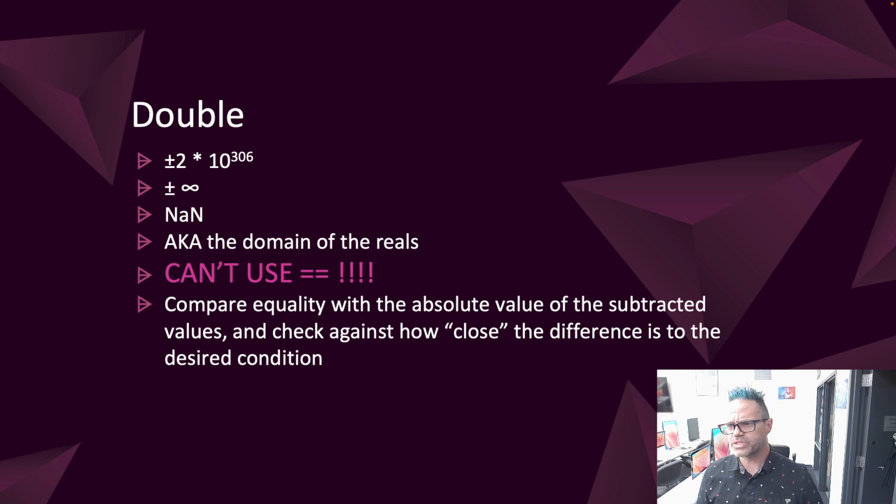You cannot use equals for comparisons on this. You can use not equals, of course, they're almost always not equal. But if you want to compare equality, instead you have to do the absolute value of the subtracted difference and check how close that difference is to the desired condition. You can see how close they are, but you can't go for exact equality. Check out my video on using math with doubles and we can see exactly how that works and why you have to use that comparison there.